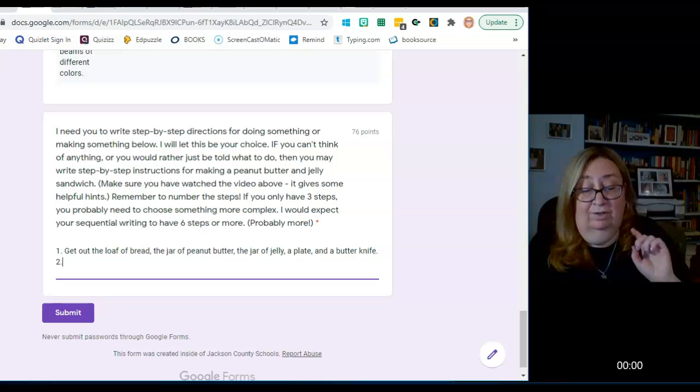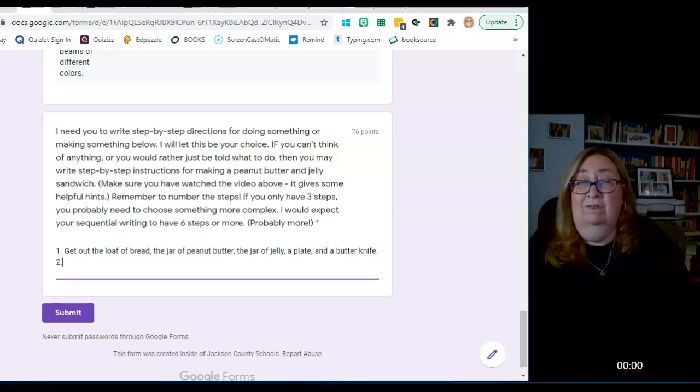Somebody once said, this is your last tip. Somebody once said, Miss Gilbert, I had a really hard time with this assignment. So I went and made a peanut butter and jelly sandwich and wrote down everything I did as I did it. And that way they didn't leave anything out. And that's the closest I've ever gotten to the perfect step-by-step directions for a peanut butter and jelly sandwich, down to the washing of the knife when they were done. They did a really good job. That's the only way I've gotten a good one before.